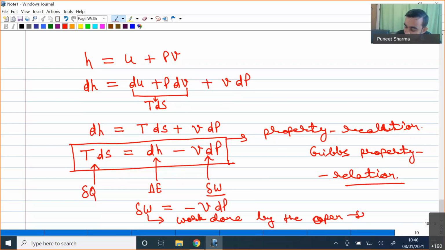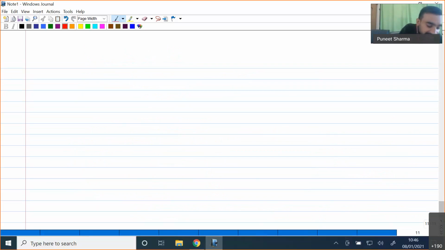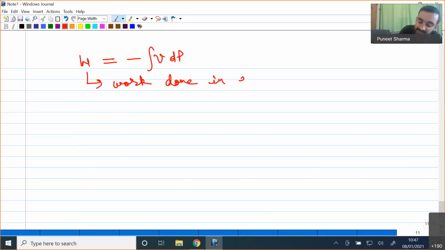In the case of a closed system, we have seen only one specific kind of work, which we call displacement work, also known as PdV work. However, in the case of an open system, I may represent work by minus VdP, and finally I can say that the amount of work W will be equal to minus the integral of small v dP. So this is the work done in an open system.